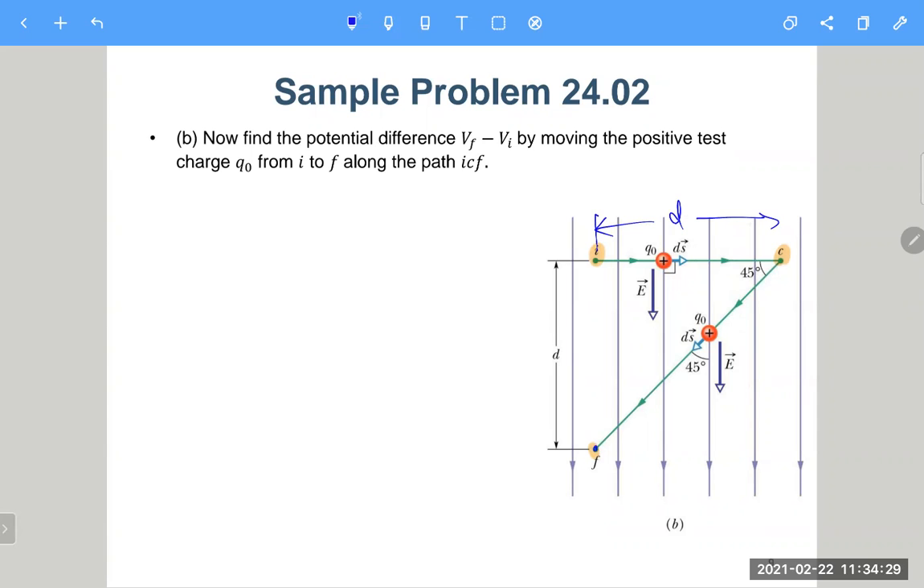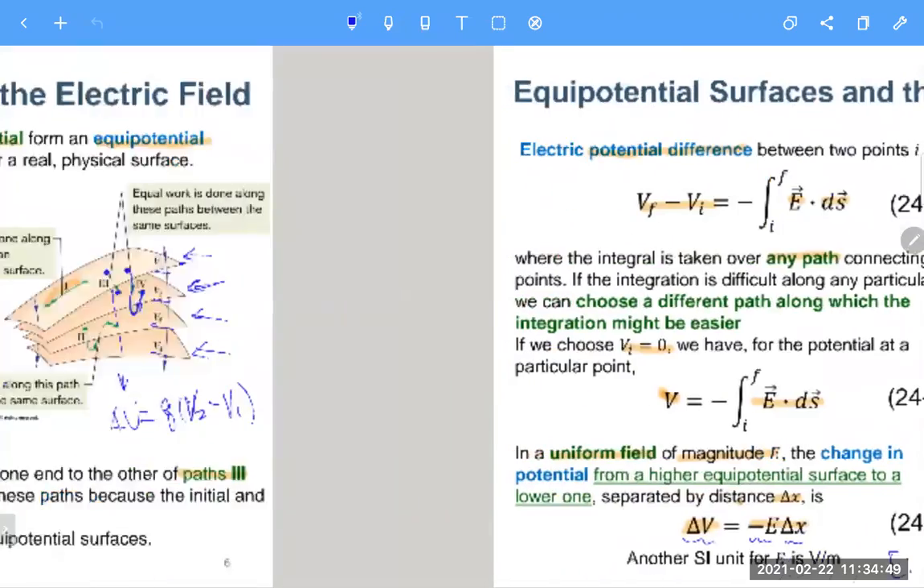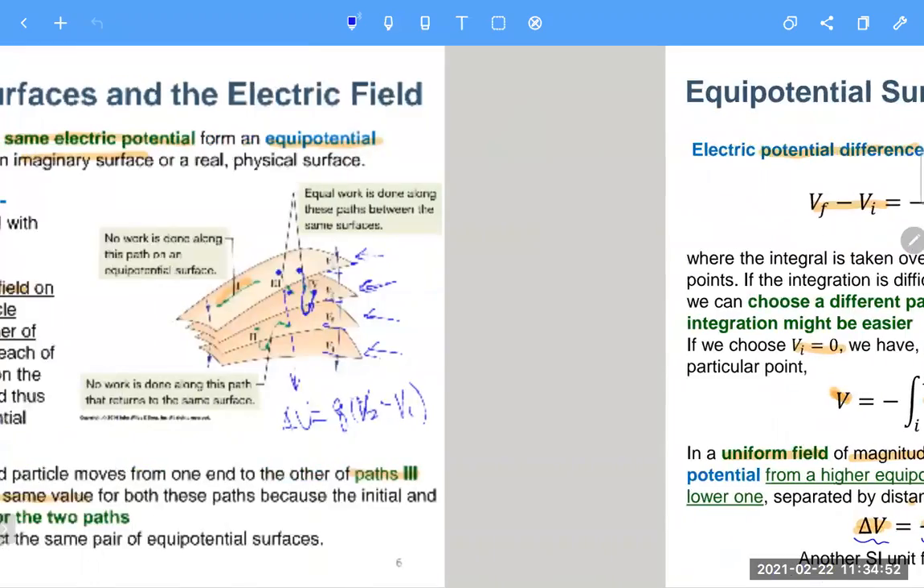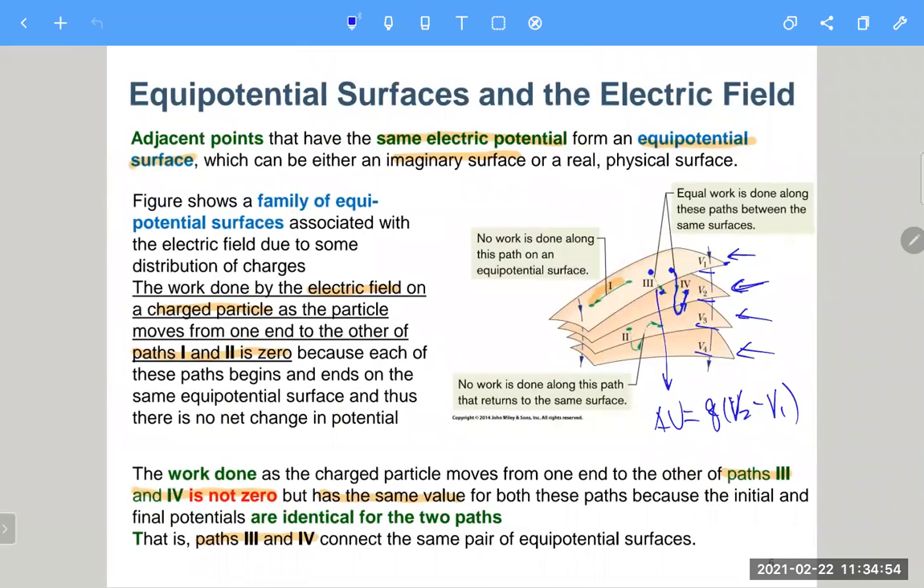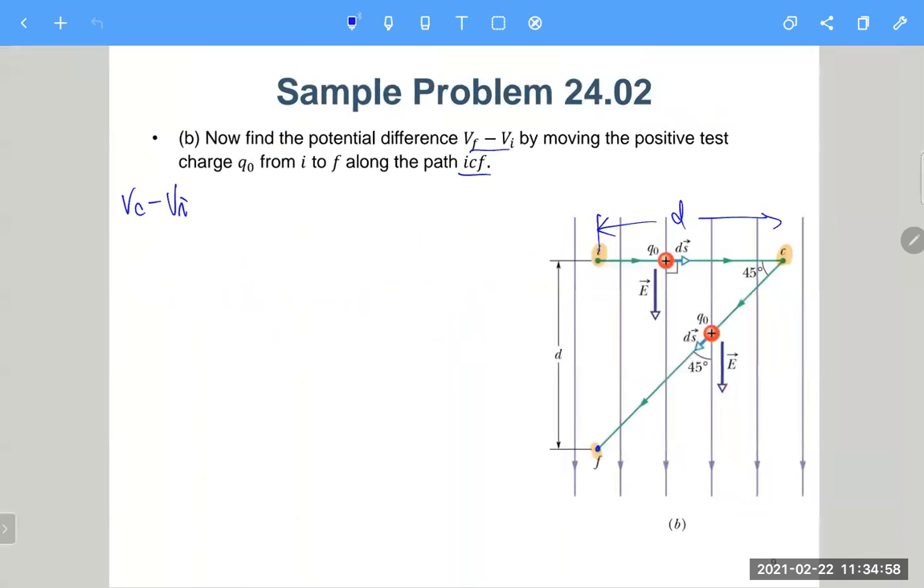So now find the potential difference Vf minus Vi by moving the positive test charge along the path ICF. So first, Vc minus Vi. Actually, if you have understood this concept, you know that even if you go along this path or that path, it should be the same. But it gives you some feeling.